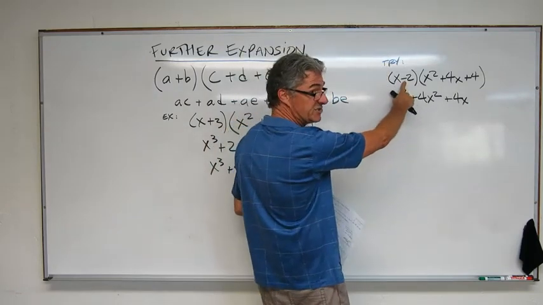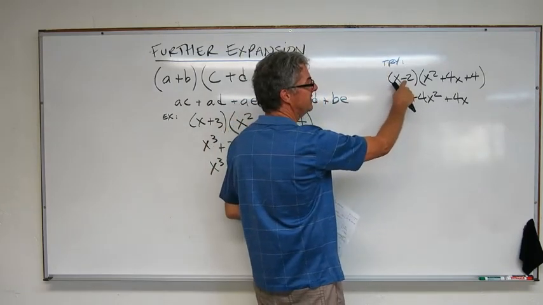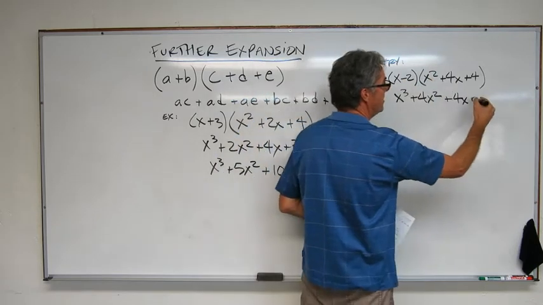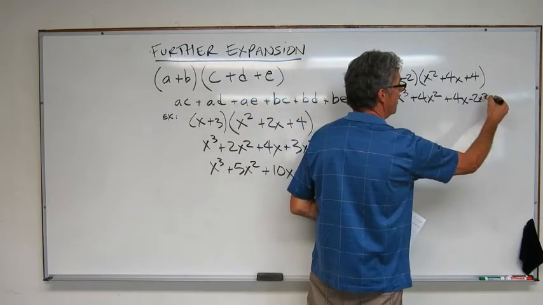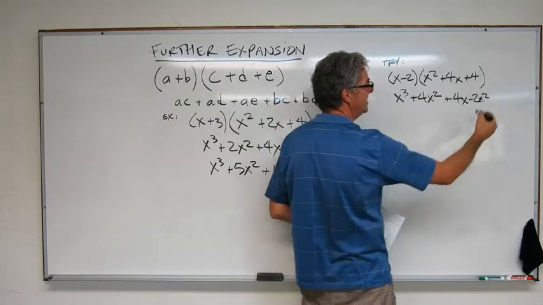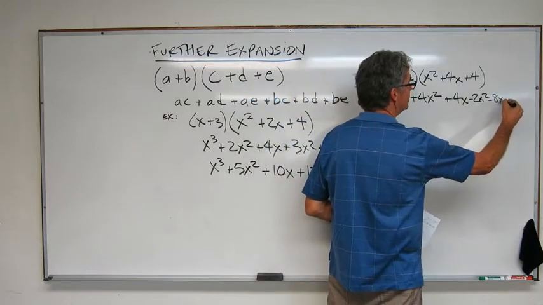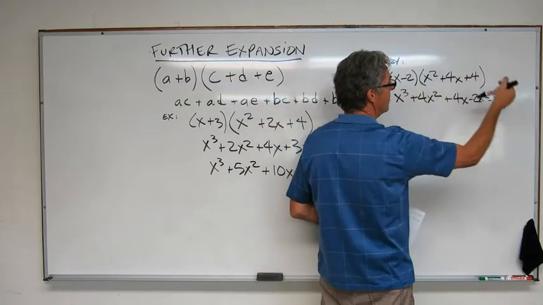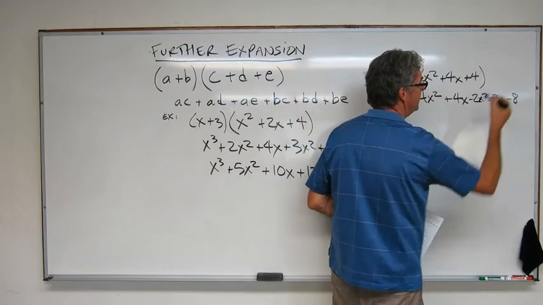Now I have a minus 2. I've got to remember that minus. So minus 2 times x squared is minus 2x squared. Minus 2 times 4x is minus 8x. And minus 2 times 4 is minus 8.